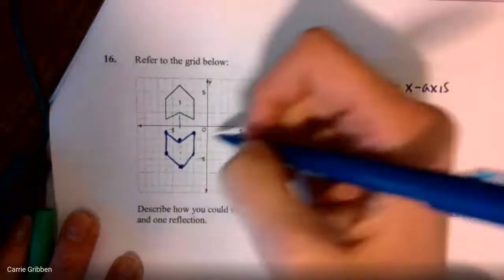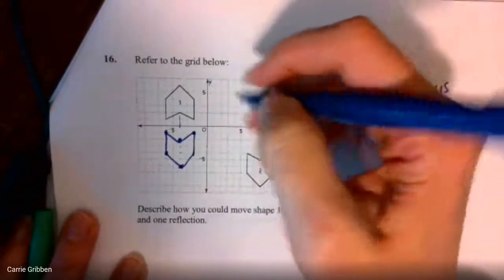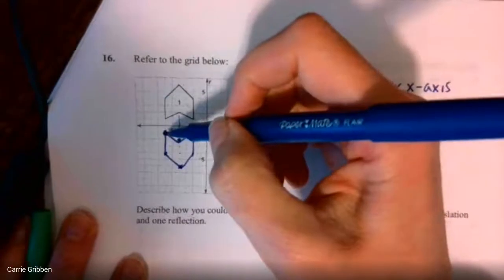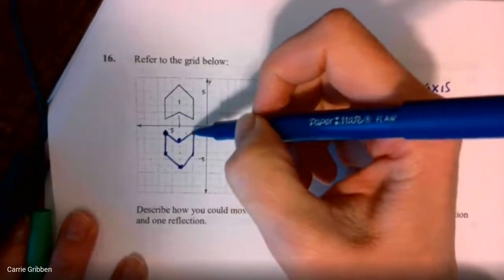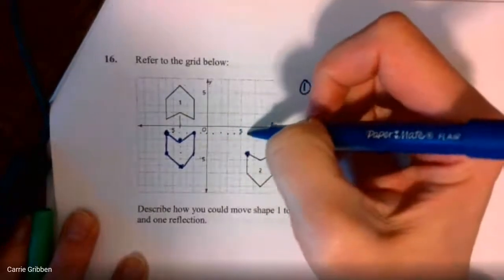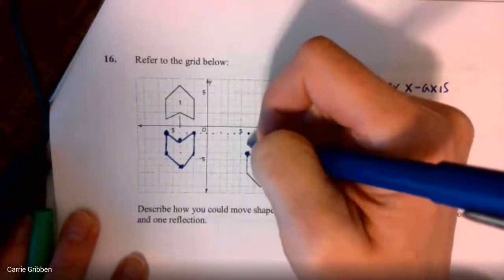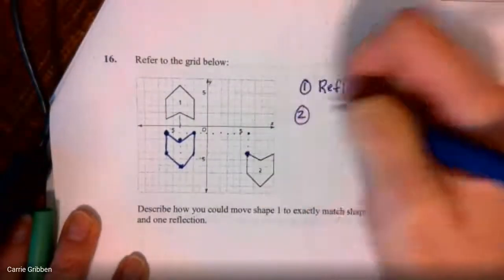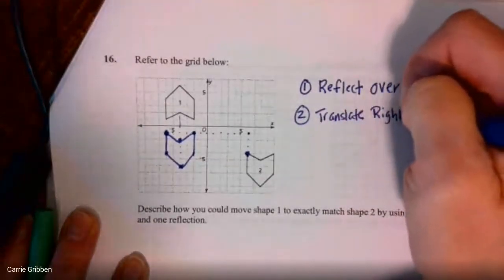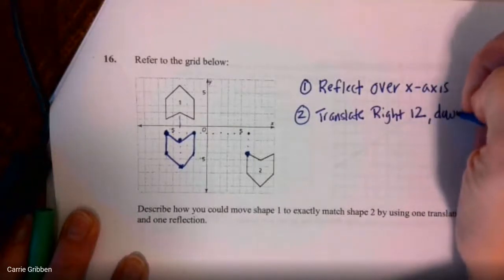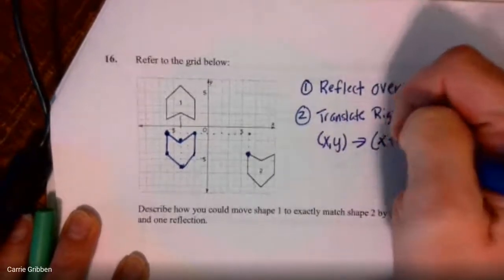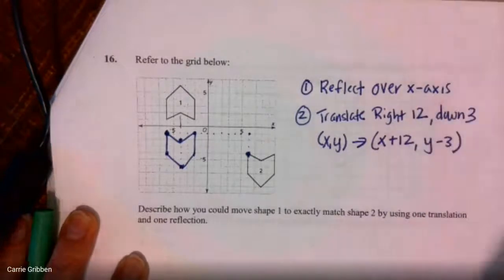So now my only other goal is I need to slide it over into place. So if I just look at this dot, that would be the same as this dot here. So I have to count how far I would go. So I count 1, 2, 3, 4, 5, 6, 7, 8, 9, 10, 11, 12. And 1, 2, 3. So I would say that I'm going to translate right 12 and down 3, which again, more math in coordinate notation would be (x, y) arrow (x plus 12, y minus 3). And that's it.